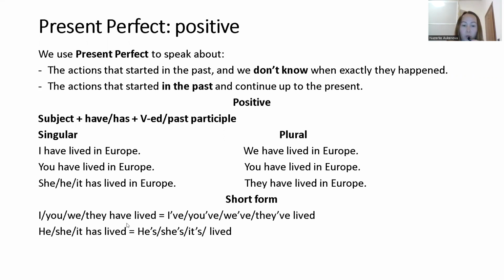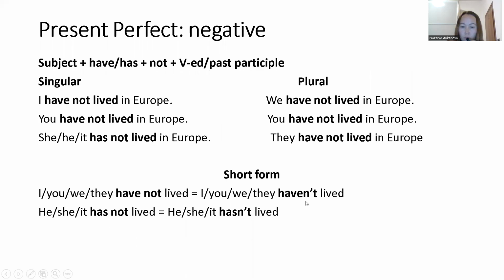Now the short form. For example, this sentence with these pronouns I, we, you, they have lived, we can write in short form, using the apostrophe like this: I've lived, you've lived, and so on. He, she, it has lived. He's lived. She's lived, and so on.